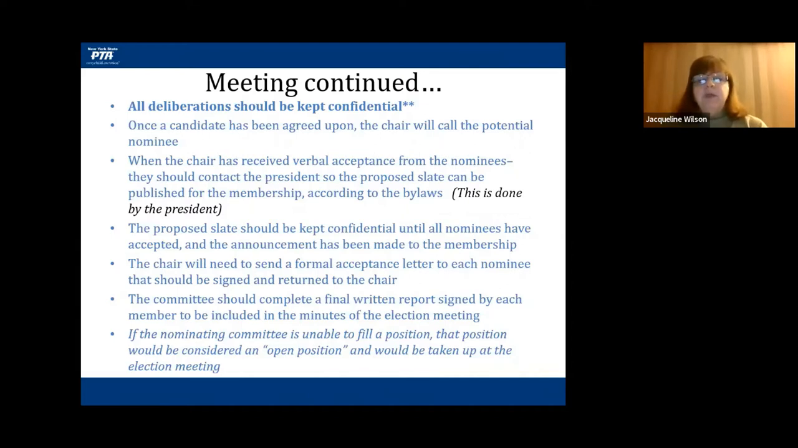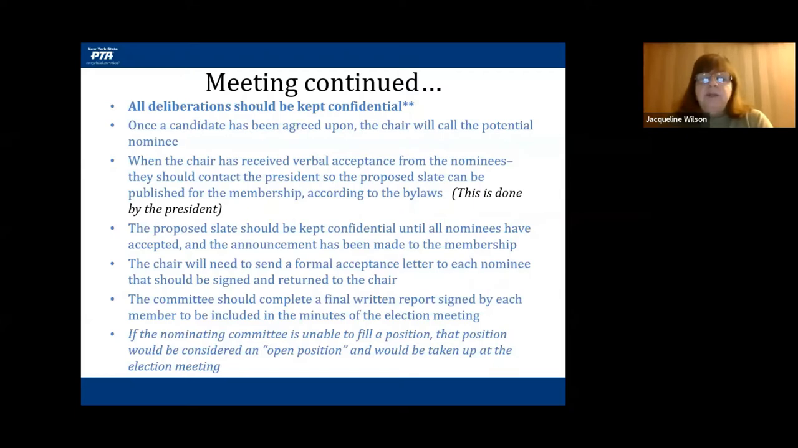The proposed slate should be kept confidential until all nominees have accepted and the announcement has been made. Now, this is important because you're not going to have somebody on the phone who says to you when you call them, well, we'd like to nominate you for president. Well, who's going to be vice president? No, okay? If that person wants the president, it should not matter who the other officers are. And if it does, then maybe that's not the best choice for that position. You do not discuss the other nominees with any nominee who accepts. They will find out when everybody else does. So that's unfair to the nominees, and it's unfair to the people who might potentially be nominees.